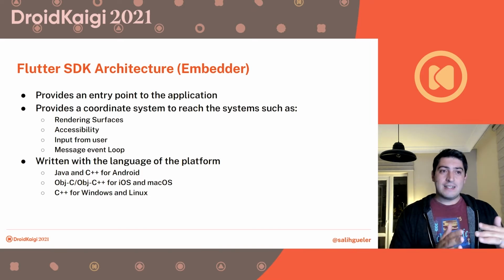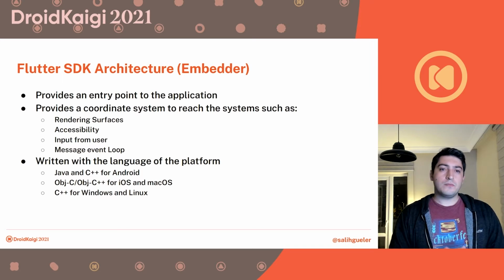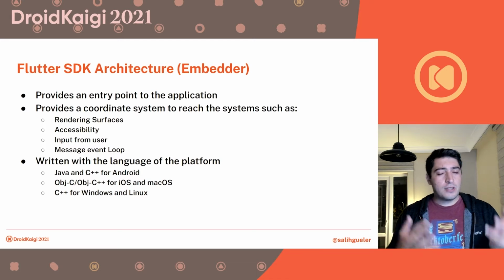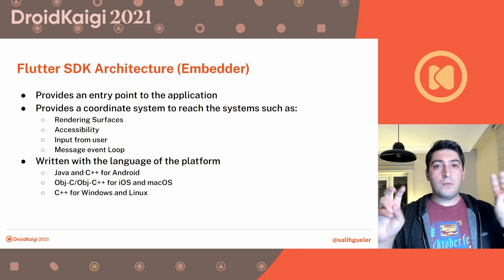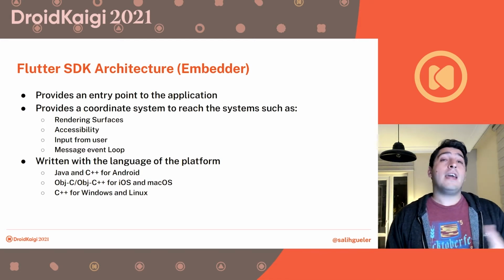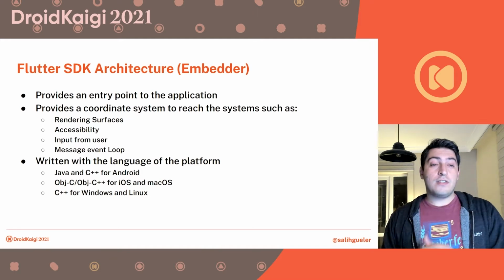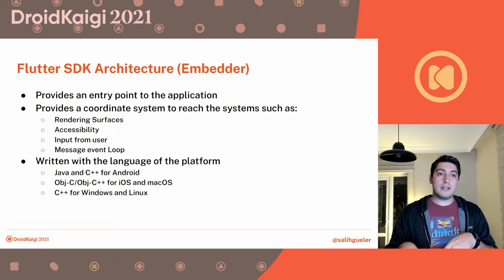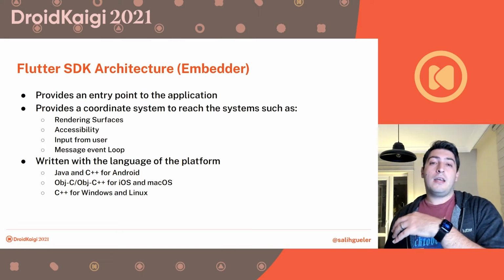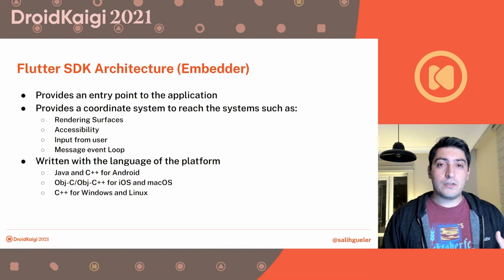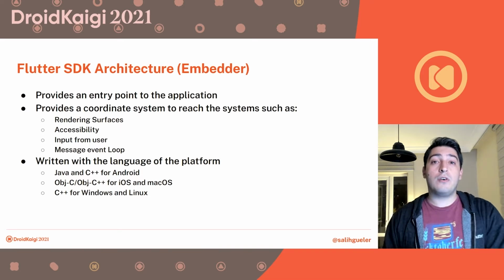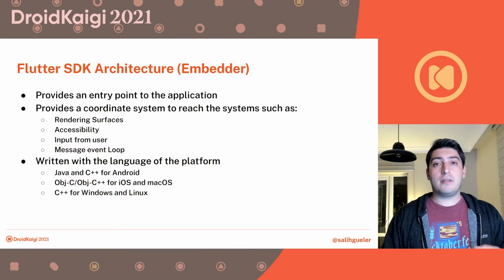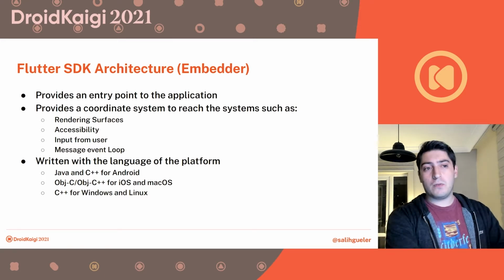So what does this embedder do? The first thing is it renders the surfaces, so it gives you an empty canvas in a way that you can draw, and it actually helps you to render the information into that canvas. The second part is about accessibility. All the accessibility tools that you have inside your platform, you will be getting this information back out of the embedder, so you can put this into action in Flutter.